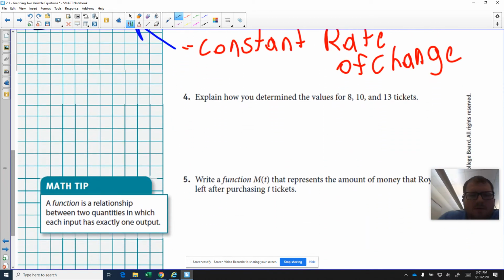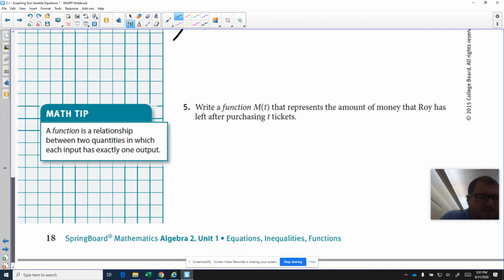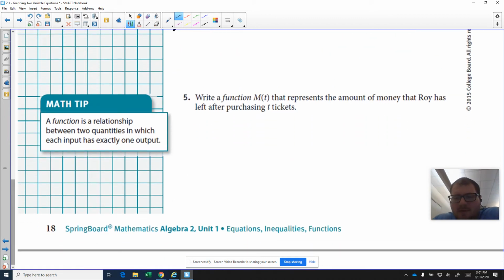Let's go ahead and skip number 4, and let's jump to number 5. Write a function M(T) that represents the amount of money that Roy has left after purchasing T tickets. So now let's have this idea where we don't really know the exact amount of tickets he buys. Let's say Roy is going to New York and saying, I really don't know how many tickets I want. We want to build an equation so that at any point, I could figure out how much money you have remaining. To do this, we have to understand a couple different points.